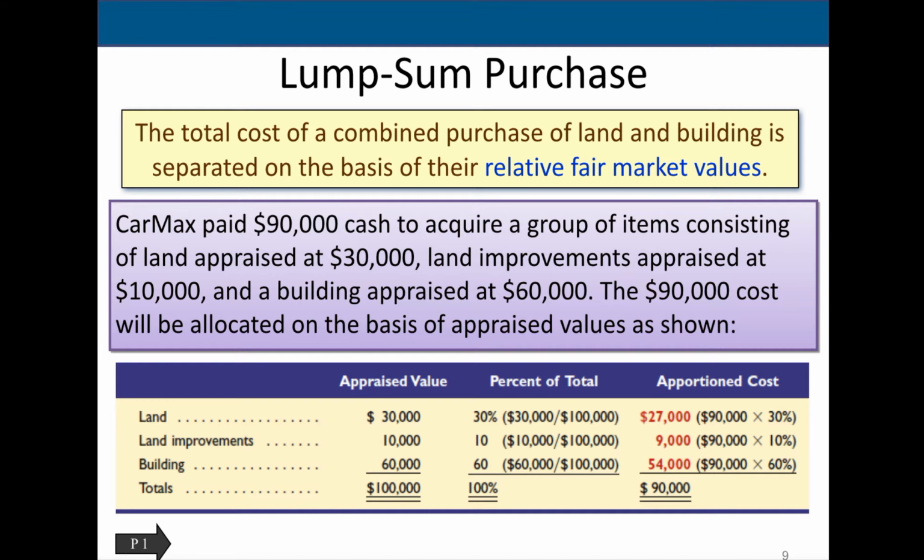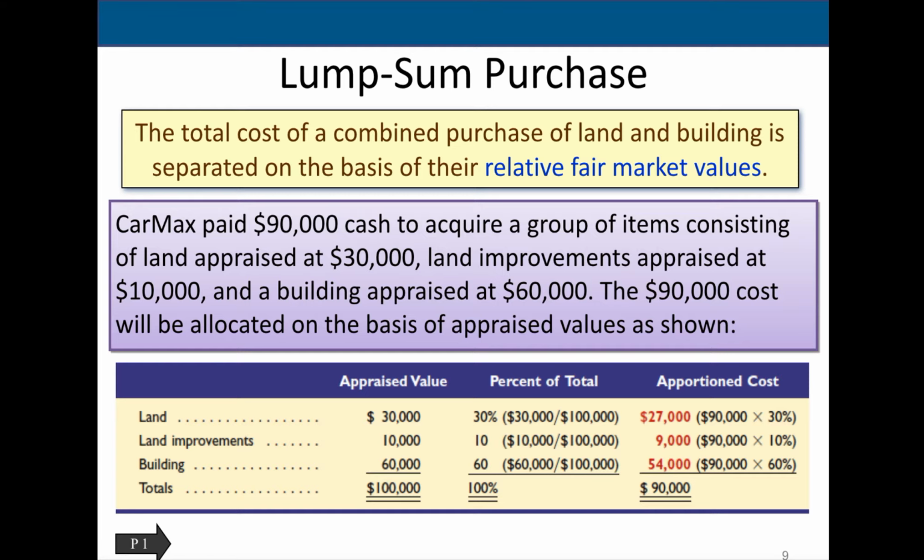So we go get an appraisal, it gives us a total value, and it has that total broken up into the 3 categories. If we take each category, so I take the $30,000 assigned to land and divide that by the total appraised value, it gives me a percentage. So the land makes up 30% of my overall value. Okay? Improvements make up 10%, and then the building makes up 60%.